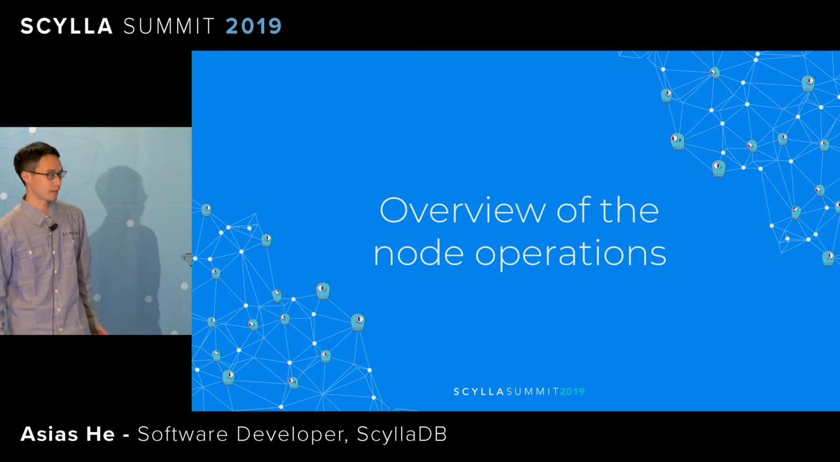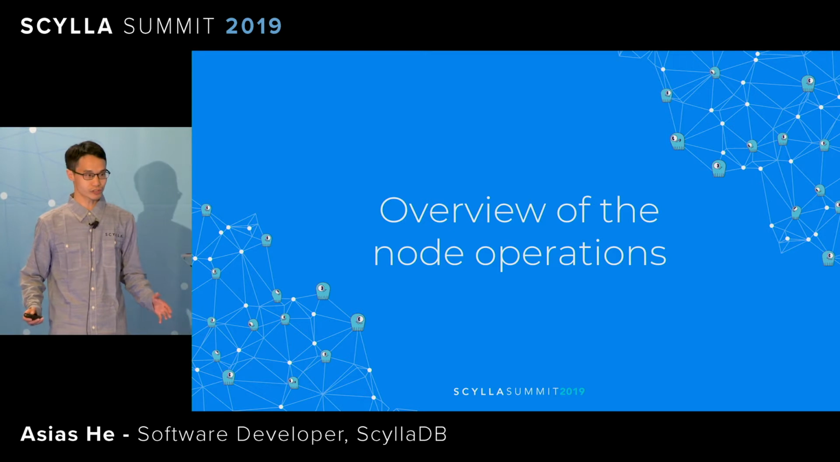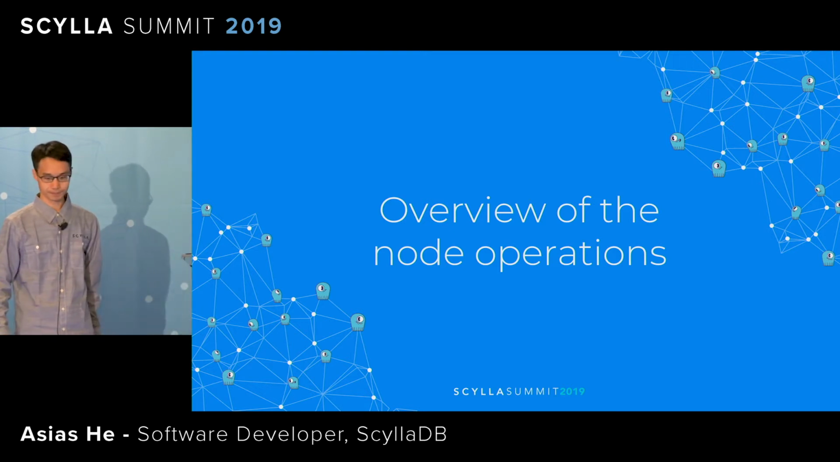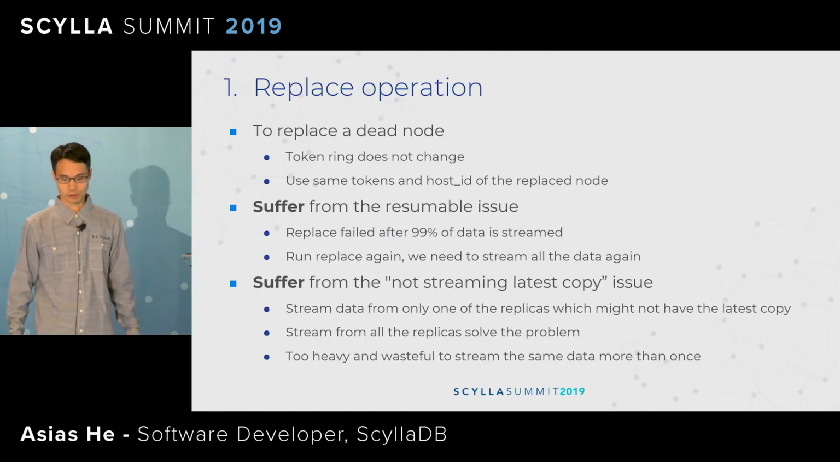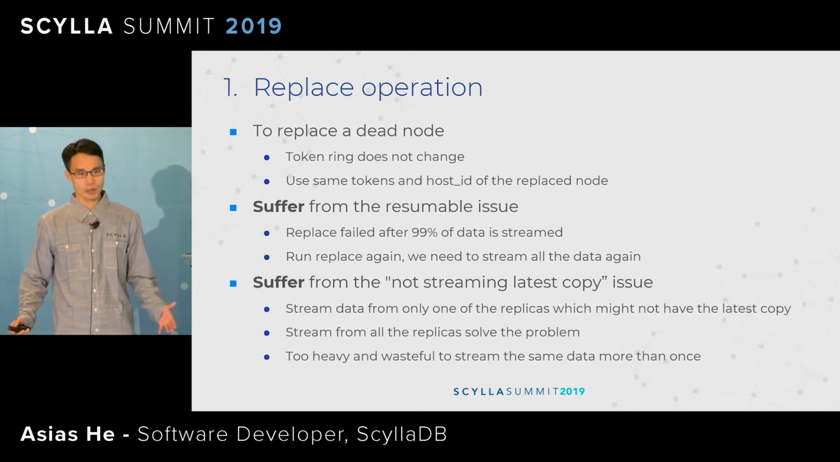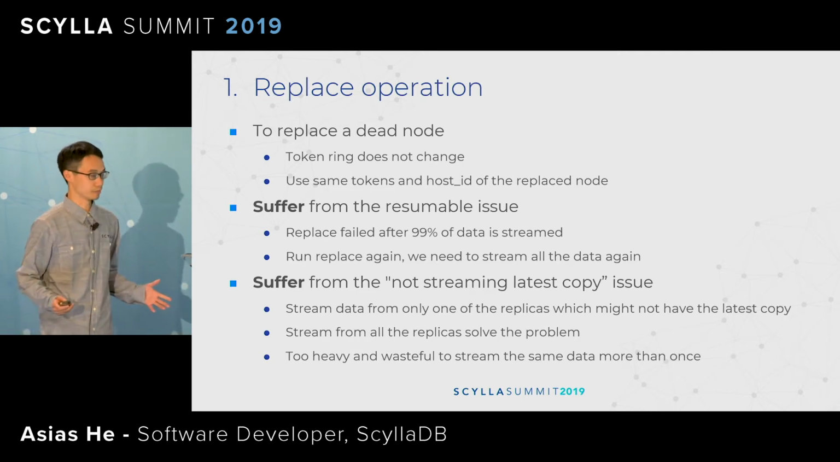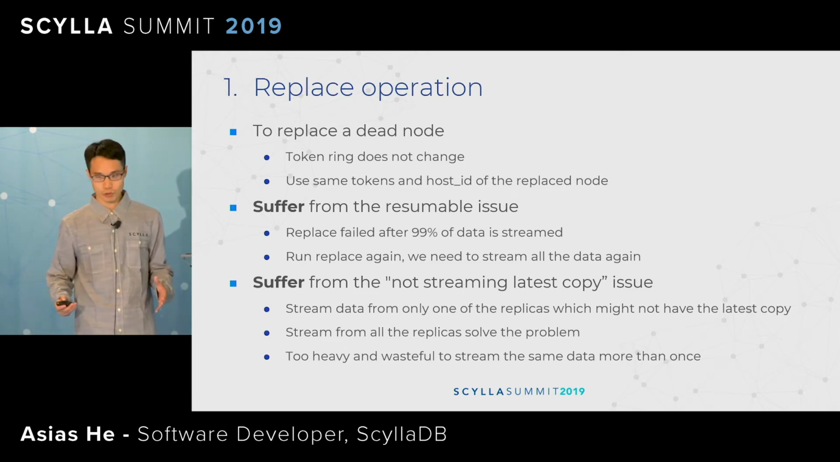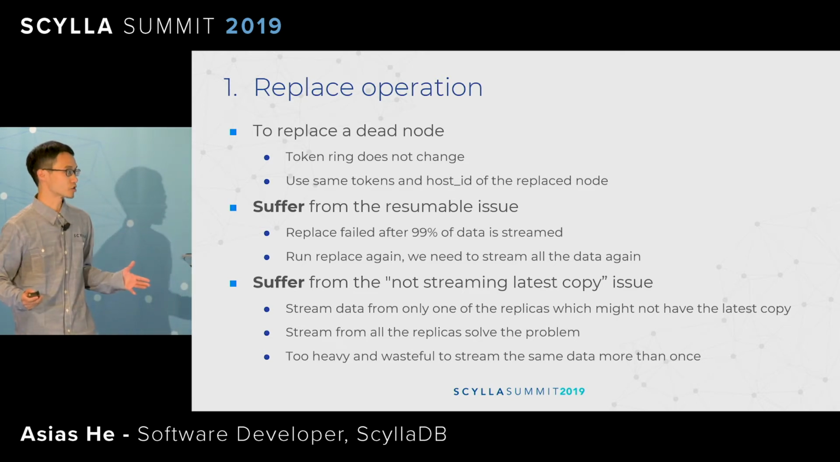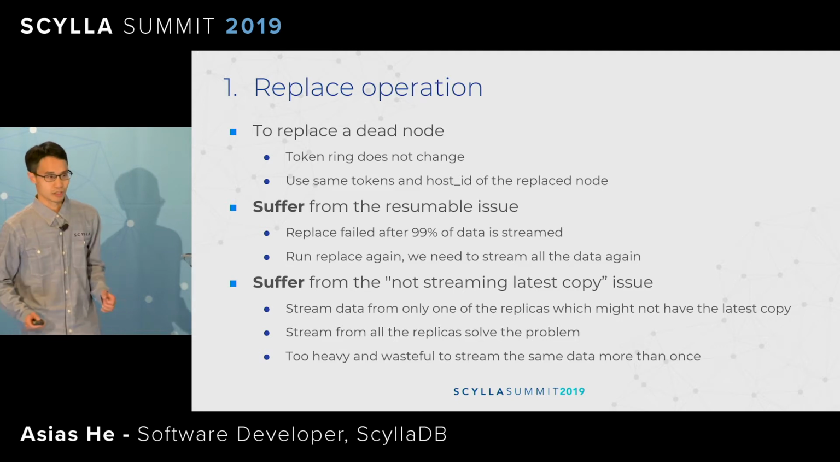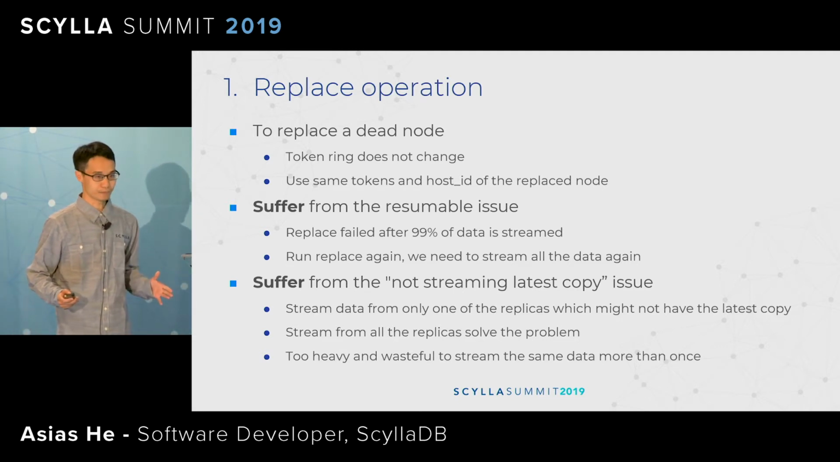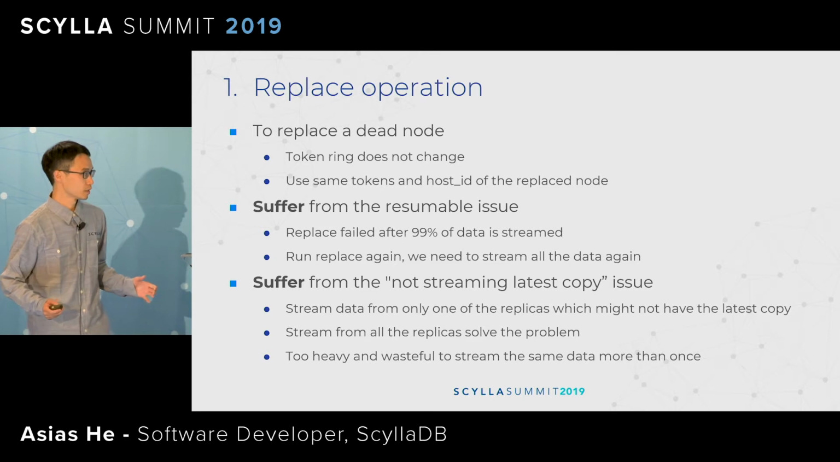So first, I will give you an overview of the load operations that are supported in Scylla. The first one: when you have a dead node, you want to replace it, you use this operation. The token ring does not change because the replacing node will use the same tokens and the host ID of the replaced node. But it suffers from the resumable issue.